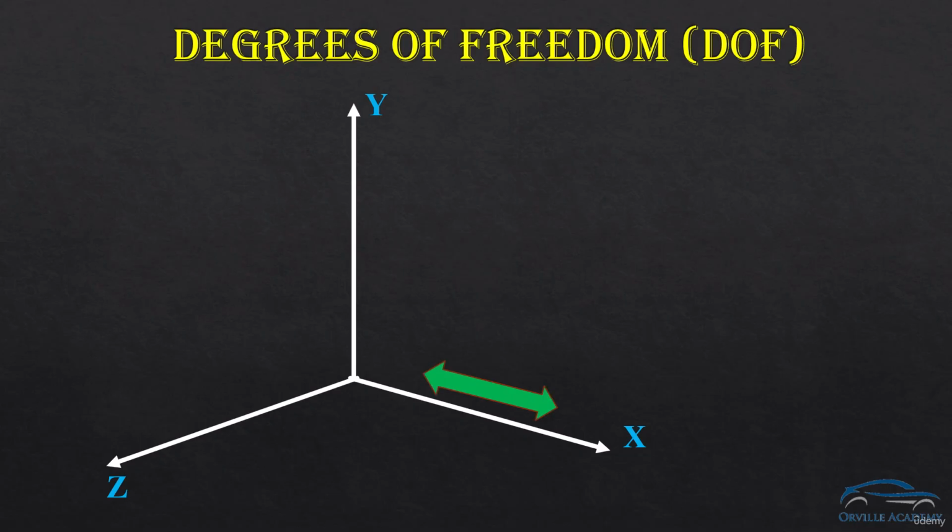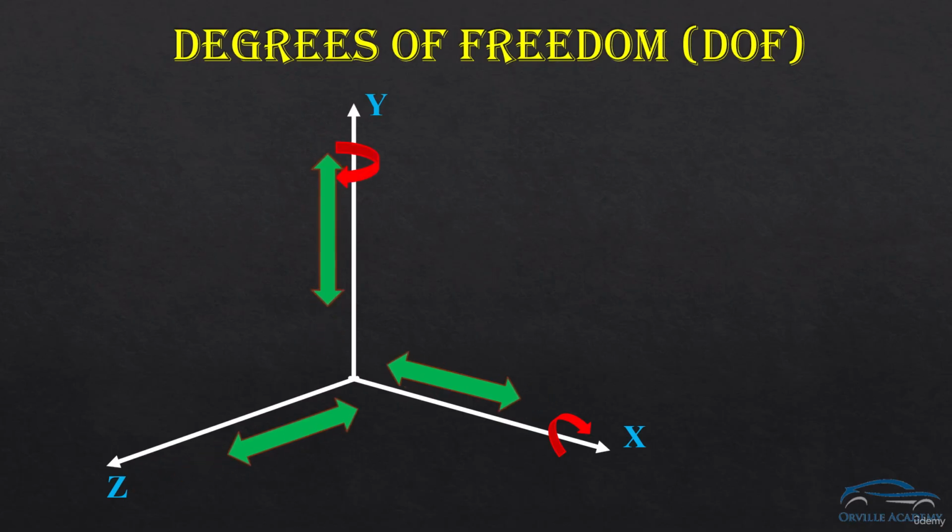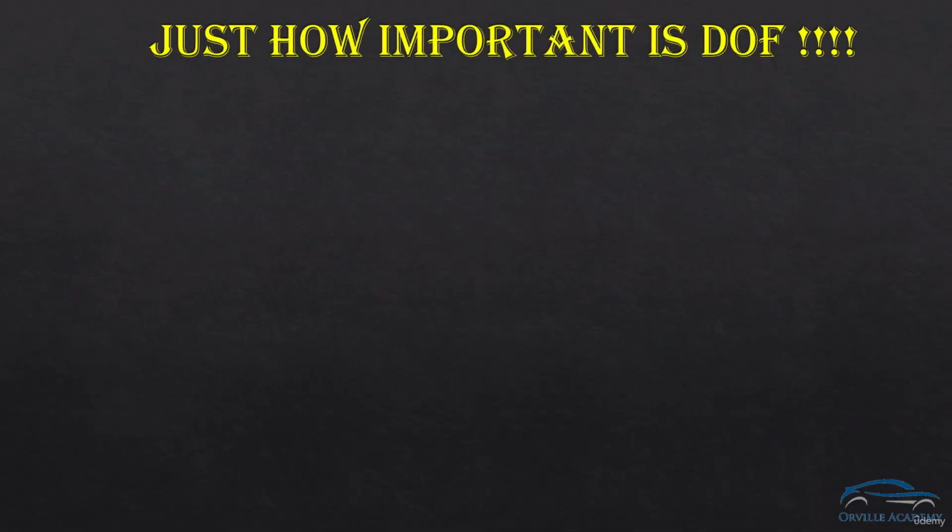As discussed previously, along the x I have the first translation degree of freedom. Along the y I have the second degree of freedom, which is translation along the y. And along the z I have the third degree of freedom, which is translation along the z direction. The fourth degree of freedom is nothing but the rotation about the x-axis. The fifth is rotation about the y-axis, and similarly the sixth degree of freedom is nothing but rotation about the z-axis.